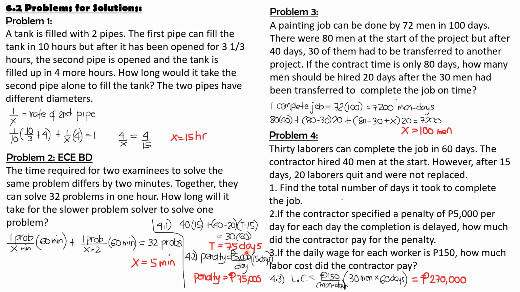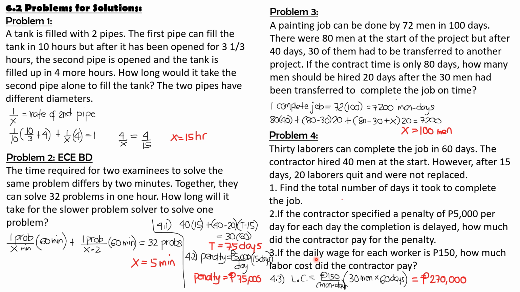Then the penalty. Since the actual number of days it took to complete the job is 75 days and the job should be finished in 60 days, that means the construction of the project extends 75 minus 60, so 15 days. So the penalty is 5,000 pesos per day times the delayed number of days, which is 15 days. So the penalty is 75,000 pesos.